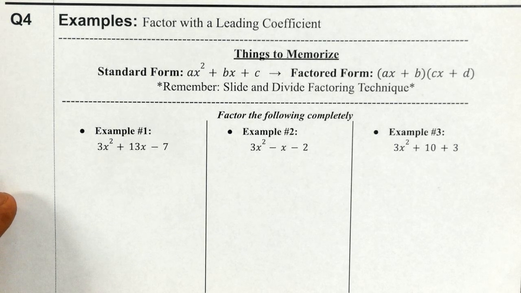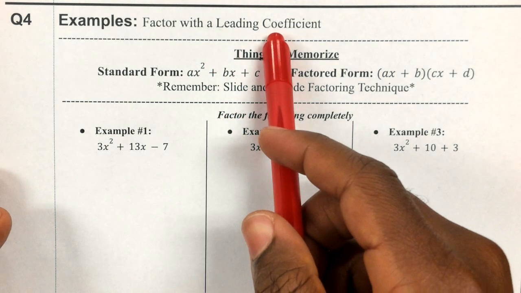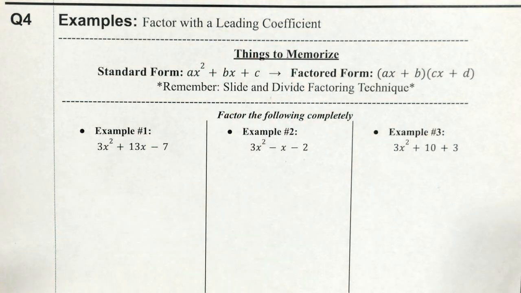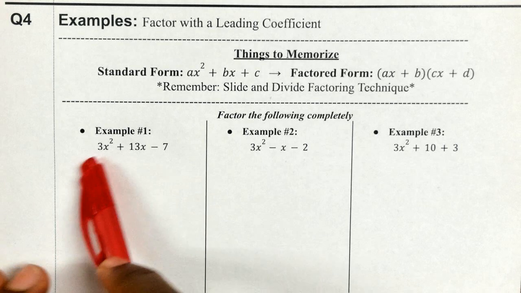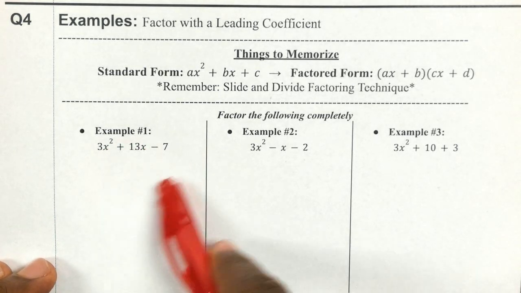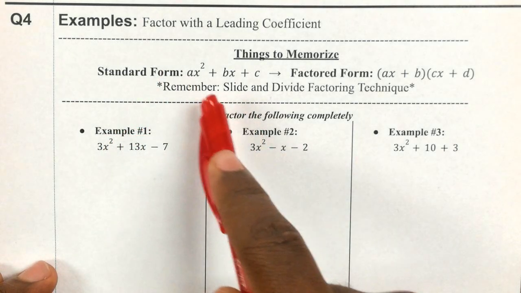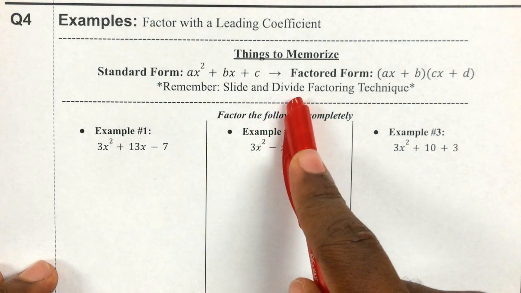Question number 4 wants us to factor a quadratic equation that has a leading coefficient that's greater than 1. This is a quadratic because it has an x squared, and we need to factor it using the method called slide and divide.